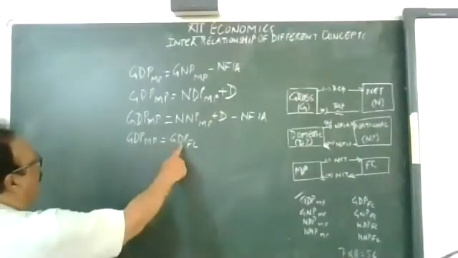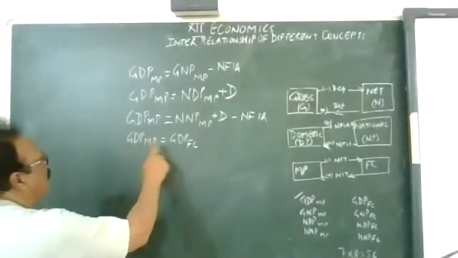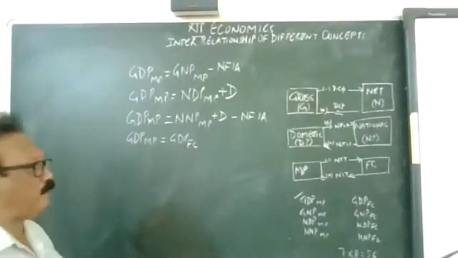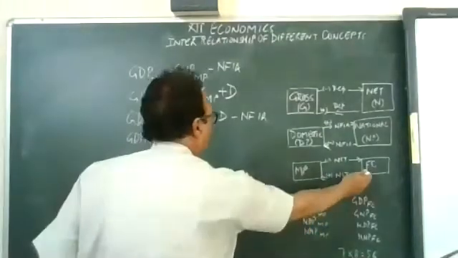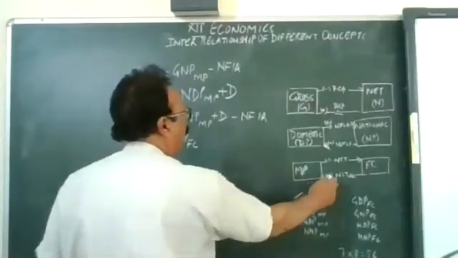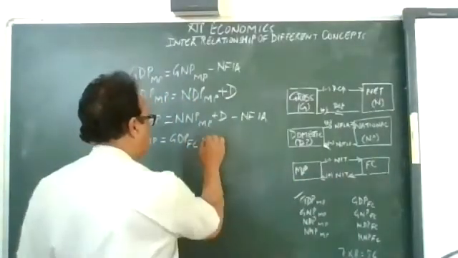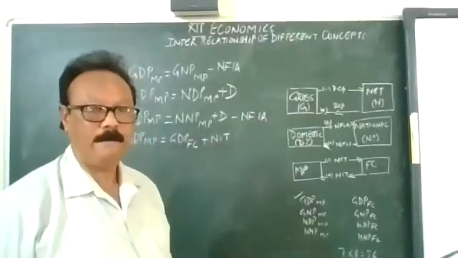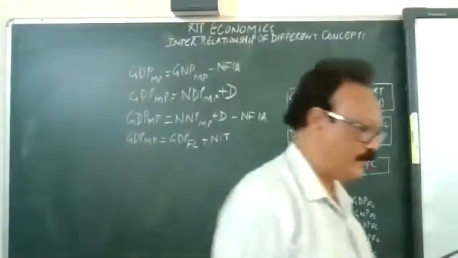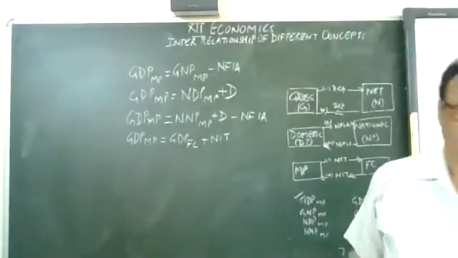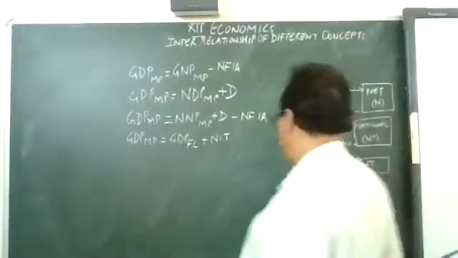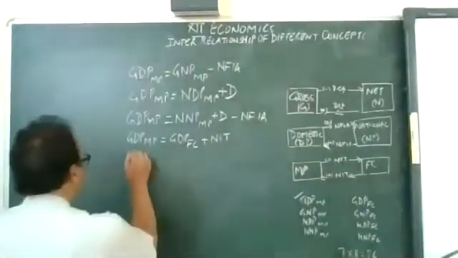Gross domestic, everything is the same. What is different in market price and factor cost? When we have to go from factor cost to market price, what do we do? Plus NIT. Is it clear? Okay.